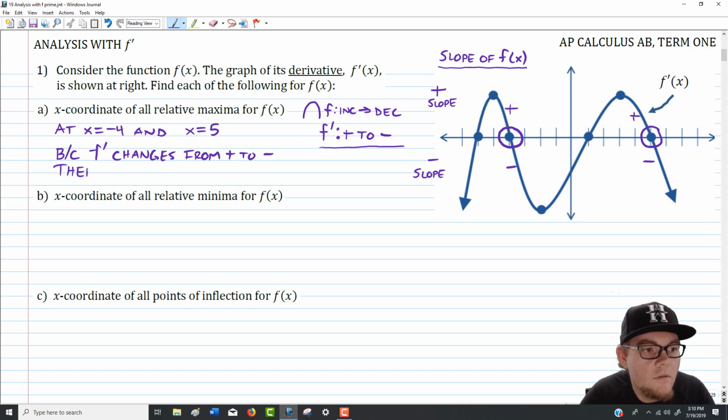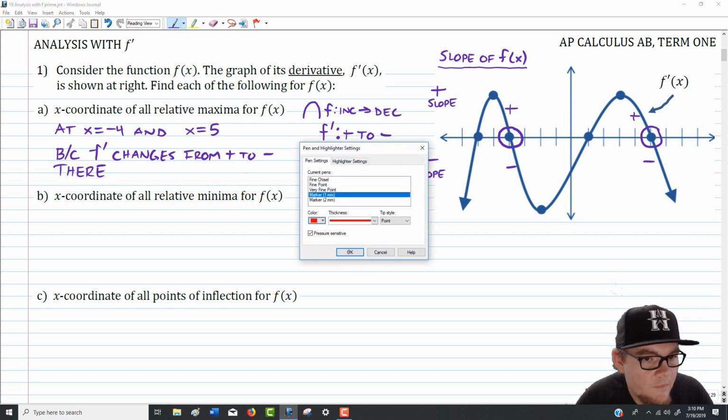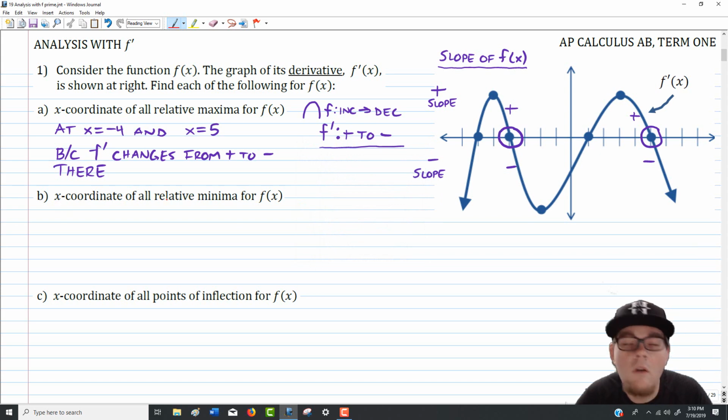So there are the 2 relative maxima that we'd have for this particular function. So next, what we're looking for, I'm guessing it's probably minima. Is it minima? It is minima. So the x-coordinate of all relative minima for f of x. So for relative minima, again, we know what those look like.